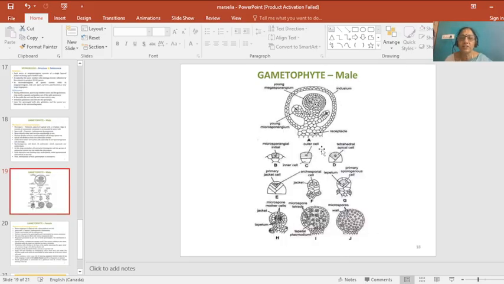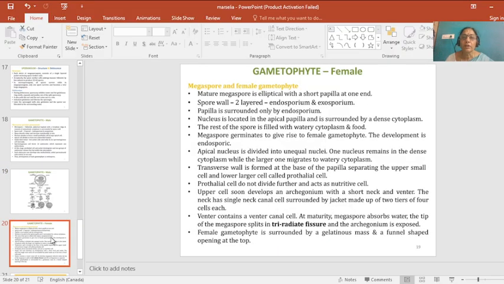So this is the structure of the male gamete. This is the sori. This is the young megasporangium with the young microsporangia. These microsporangia will divide and form the microspores, which form the multiflagellated spermatozoids.